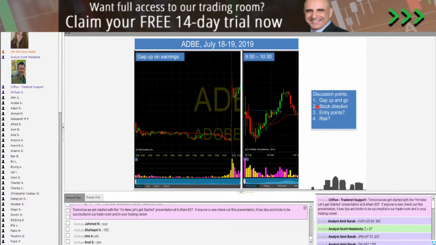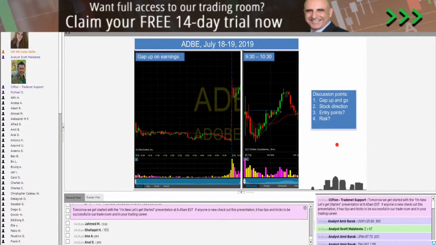Having said that, we still have to deal with the discussion point. Is it a gap up and go at this point? Do we control the stock direction? What is the stock direction at 10:30? Do we see additional entry points on the trade and the associated risk with them? So we have to ask ourselves, what is the trend now at 10:30? The trend is still higher, but we're going to a pullback.